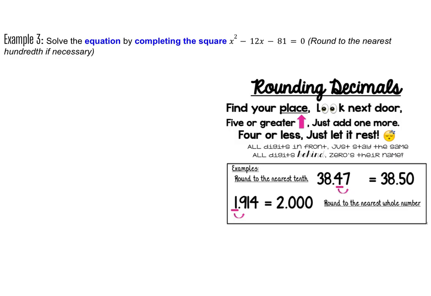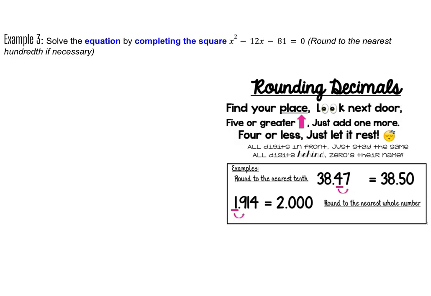Sometimes when we're completing the square, we're not going to actually get nice whole numbers. If something is a nice whole number, then we could have used other methods to solve anyway. So for completing the square, we might always tend to have numbers that are not nice, complete integers. Same rules apply, so we still want to solve by completing the square.